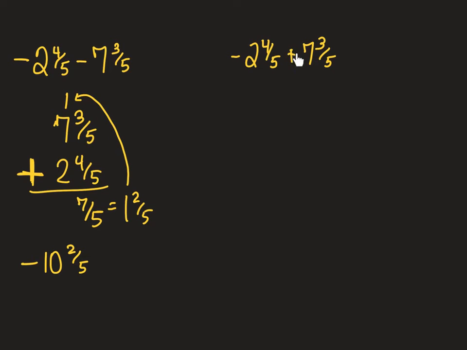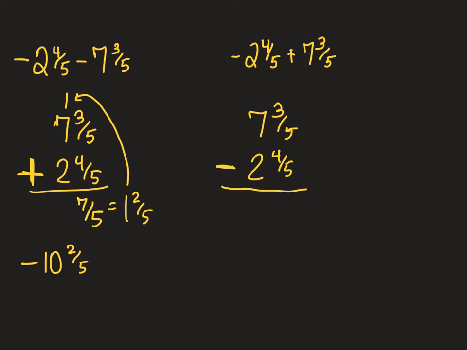1 minus means I'm subtracting. I have to put the bigger stuff on top. That's why when I was adding, I liked to put the bigger stuff on top, but when I'm subtracting, I have to. So I have to put the 7 on top of the 2. 3/5 minus 4/5, I can't do that.